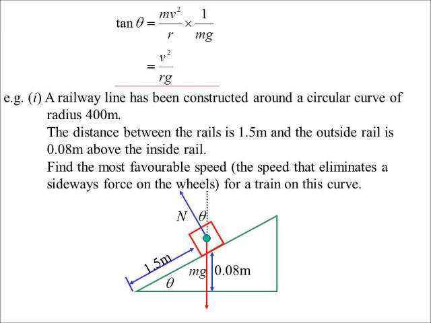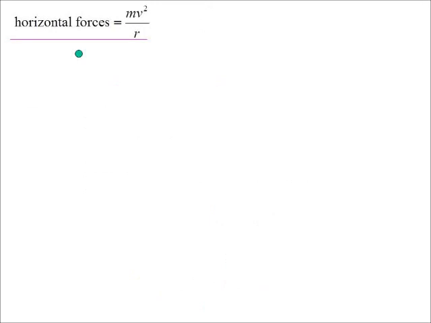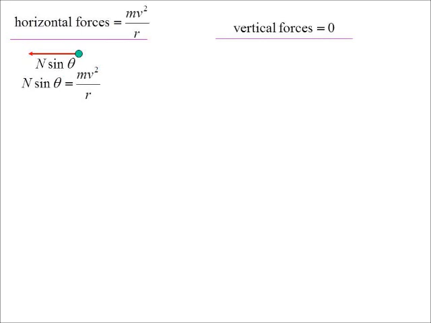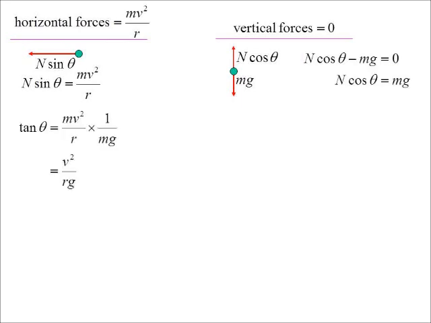And we'll resolve, same as we always do. So horizontal forces, n sine theta, and that'll be mv squared on r. Vertical forces, n cos theta, that'll be mg. So back to our equation, tan theta is v squared on rg. We want to find v, or the speed to go around the track.